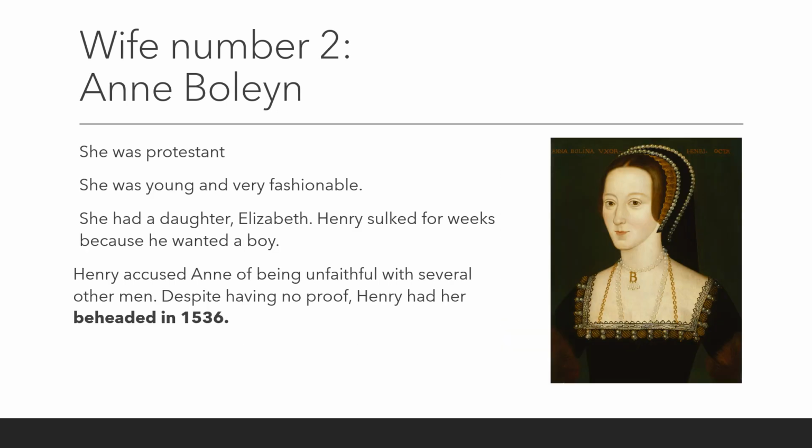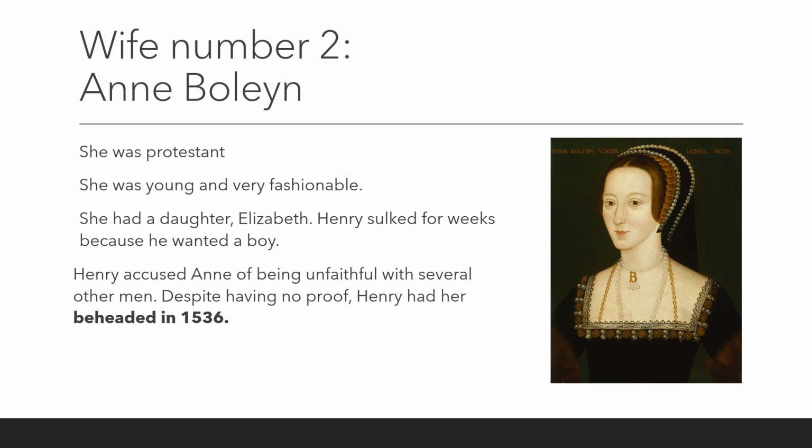Then he had Anne Boleyn, who he married in 1533 until 1536, when she was beheaded. She was Protestant, so this was just after Henry had turned Britain into a Protestant country, which you're going to learn about next week, sorry. She was very young, she was very fashionable. She had a daughter, Elizabeth, or Elizabeth I, and Henry obviously was not very happy.